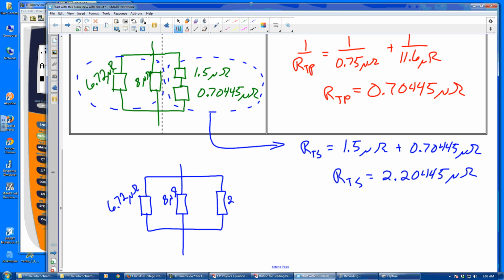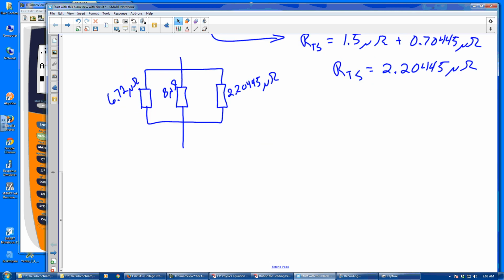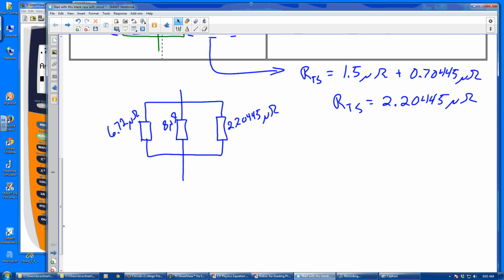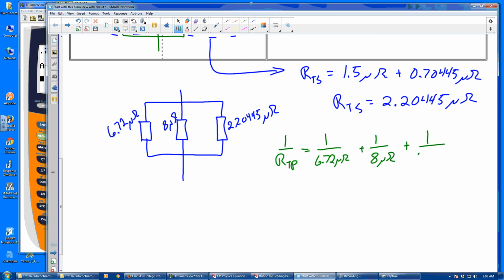And so this is my 2.20. Actually, by not combining them previously, I think it's going to let me do one less math equation. So now these are all in parallel. So I have 1 over RT parallel equals 1 over 6.72 micro ohms plus 1 over 8 micro ohms plus 1 over my 2.20445 micro ohms.